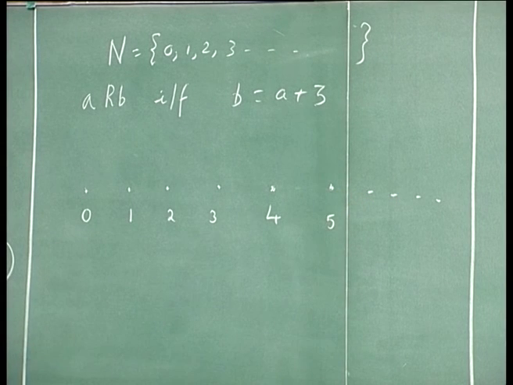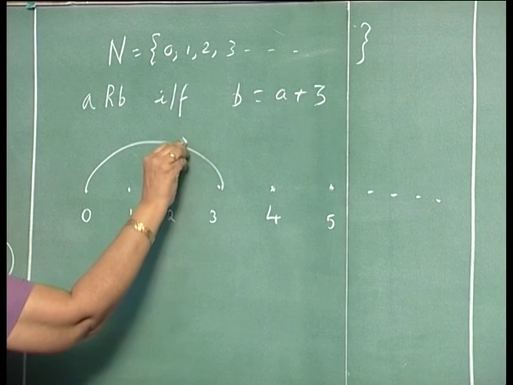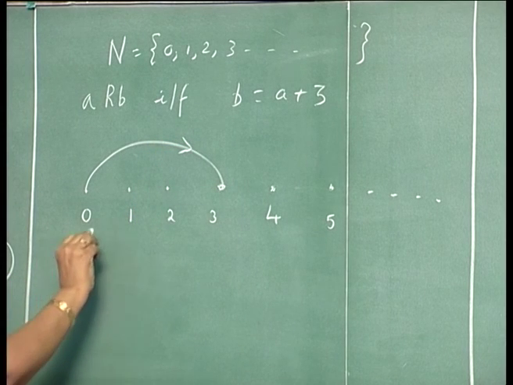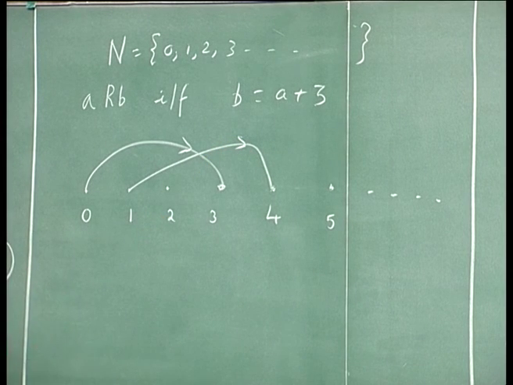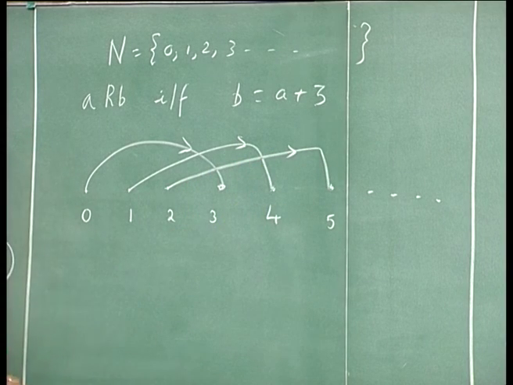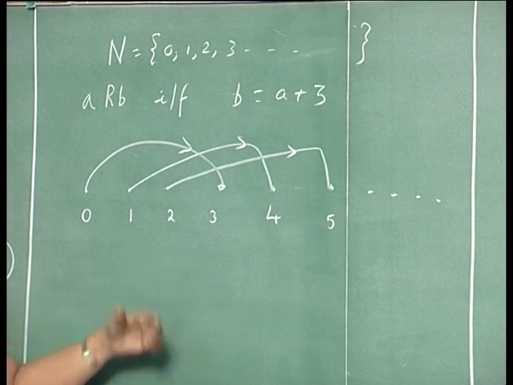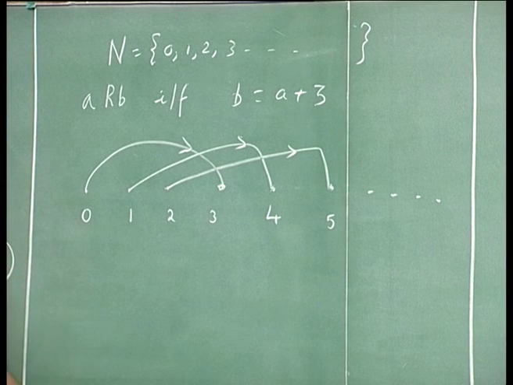A and B are related if B is A plus 3. So, 0 will be related to 3, which you can represent like this, and 1 will be related to 4, which can be represented like this. 2 will be related to 5, and that can be represented like this, and the pattern will follow. So, even though we cannot represent relations on infinite sets completely, a small portion we can represent, and the rest of it can be represented by dots, which will give you a picture of how the relation is defined.